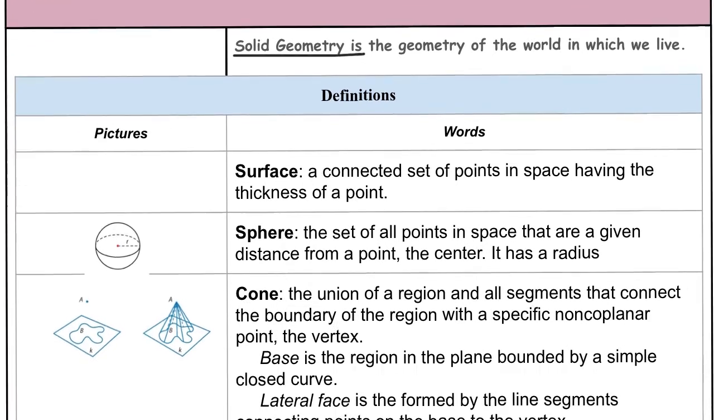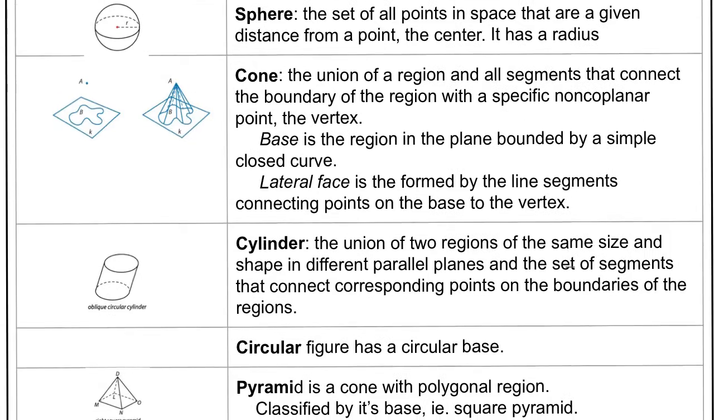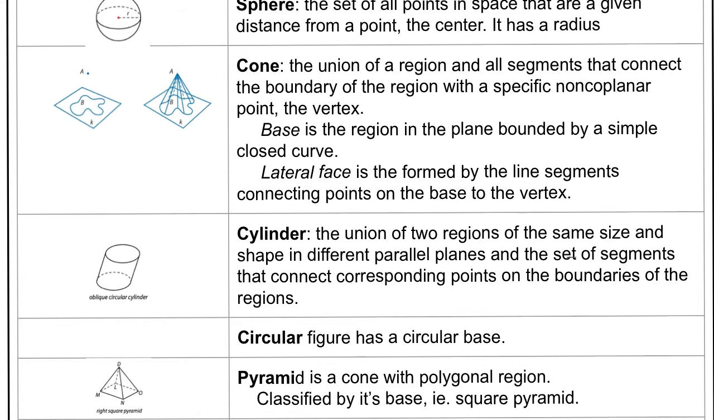The next one is a cone. When we think of cones, I want us to automatically think of ice cream cones. A cone is the union of a region, which is the base, that connects the boundary of the region with a specific non-coplanar point, a point that is not on the plane of the base, which we call the vertex. So think of your ice cream cones.